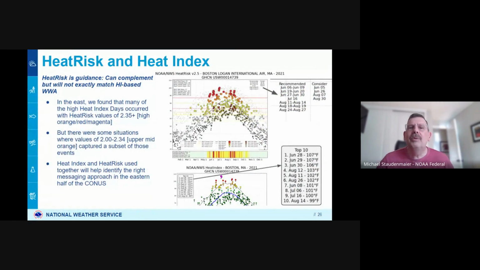So as mentioned, heat risk wasn't specifically developed to reproduce heat index thresholds or to only support the issuance of our traditional heat products. The use of heat risk with heat index knowledge should ultimately be used together to make the best heat messaging decisions. But heat risk does do a fairly good job in identifying those higher heat index days to occur within the higher half of the orange category and into the red and magenta categories.